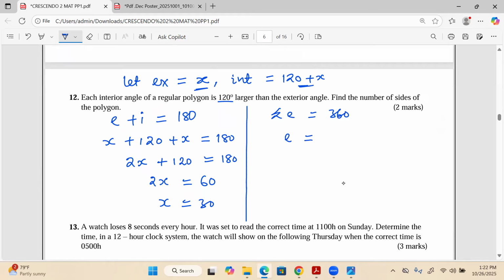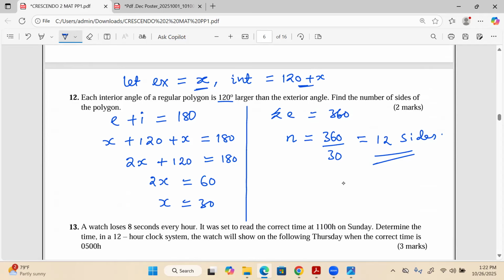Actually, we're talking about the number of sides, and I will tell you why. If all of them are added to give us 360, and each is equal to 30, then how many are there for them to give us 360? So 360 divided by the size of one gives us 12. Yeah, 12 sides. So the answer is 12 sides. A very good question. Very interesting question.